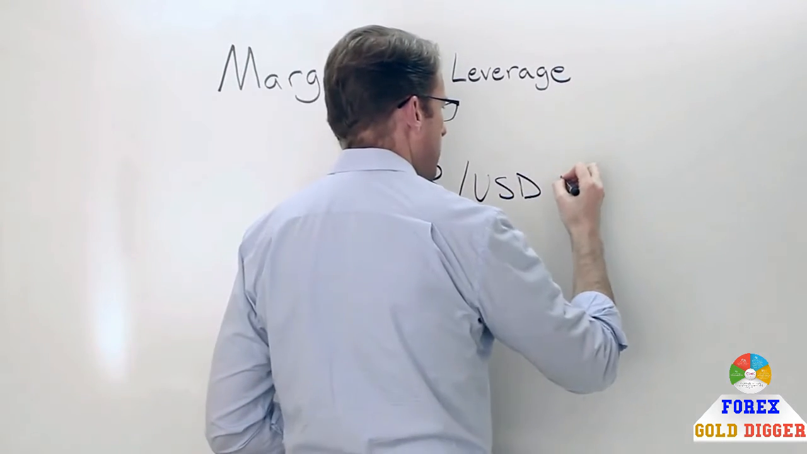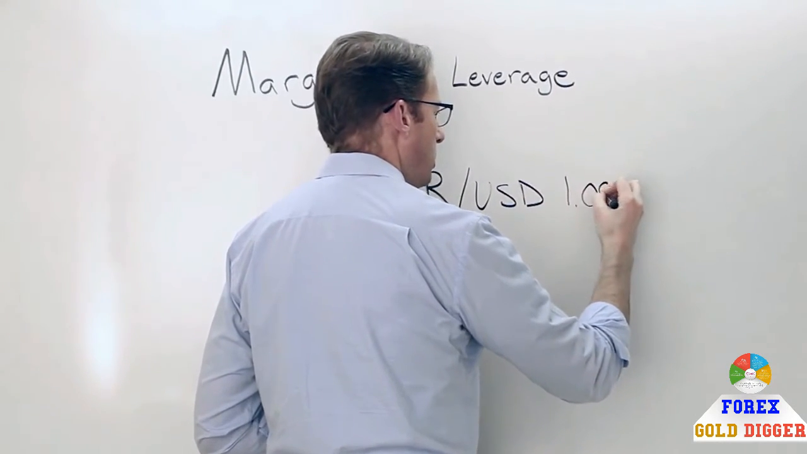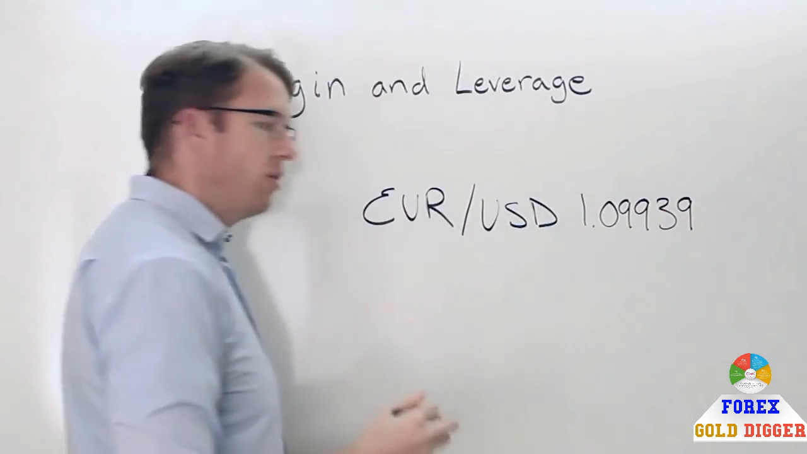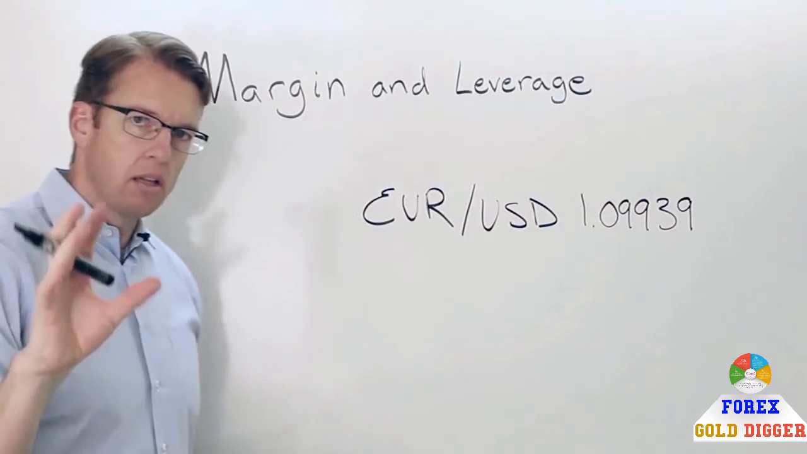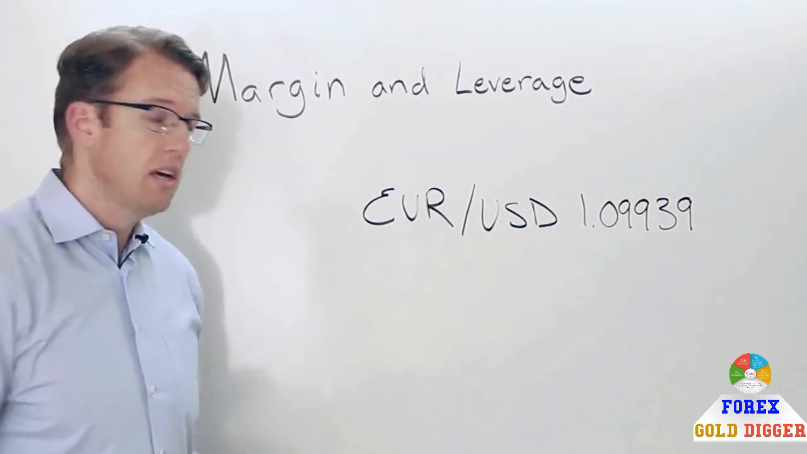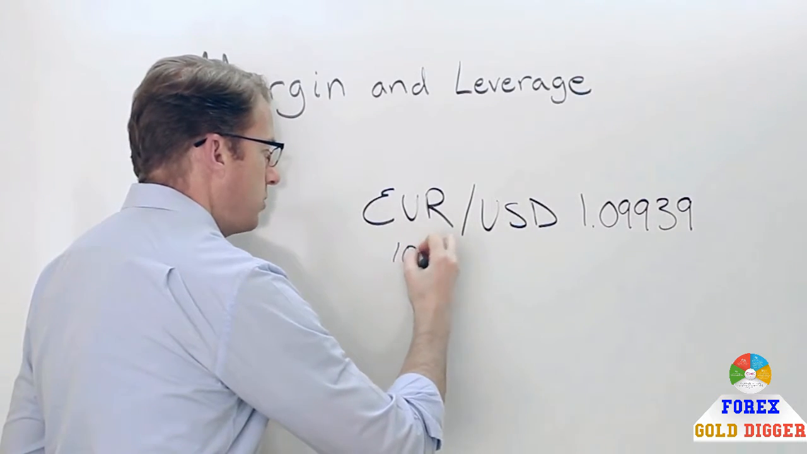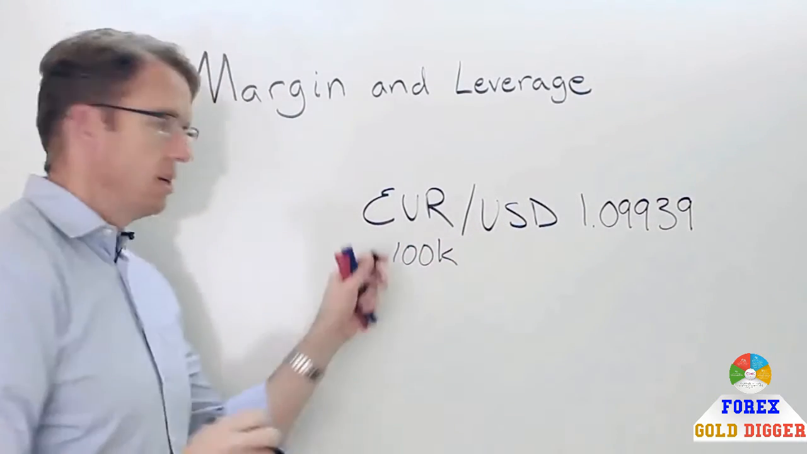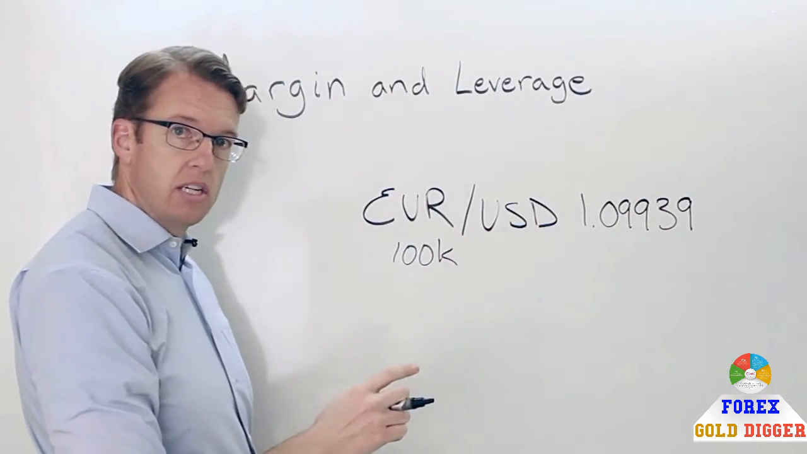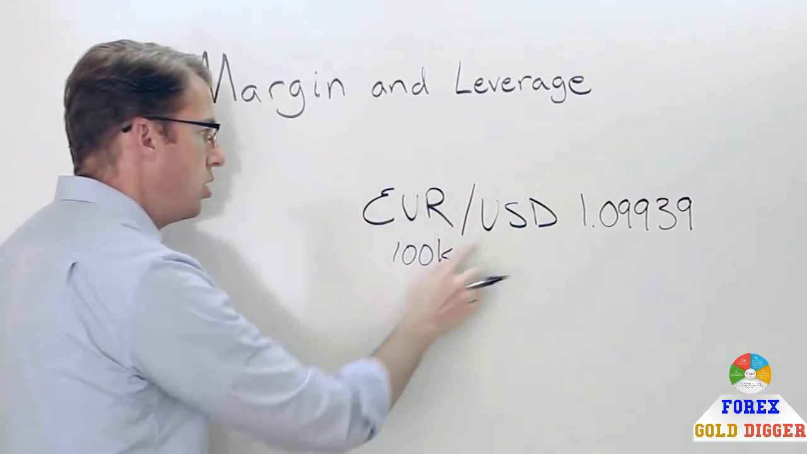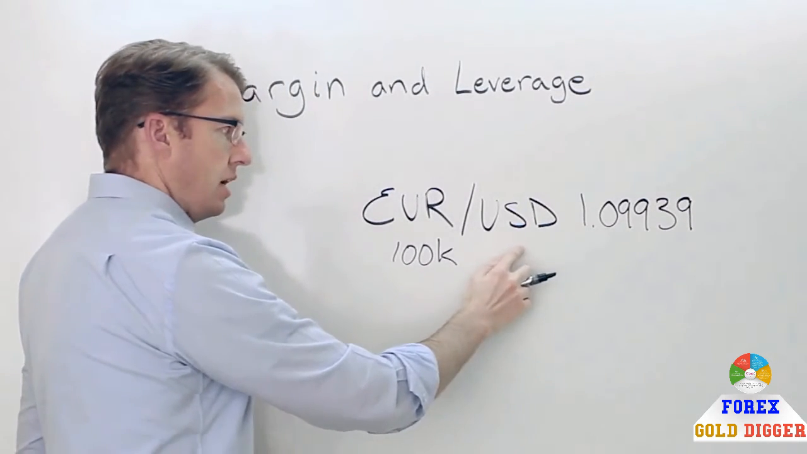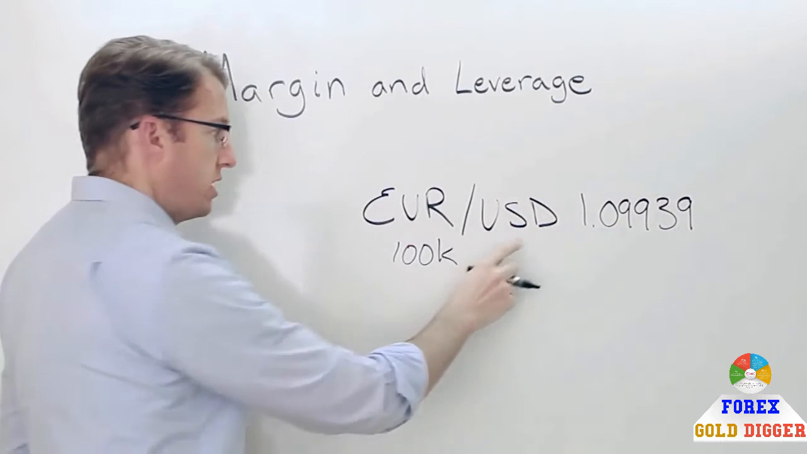Let's say that the current exchange rate was 1.09939. All right, now we know that a single lot position means, and because the euro is the base currency, that this represents 100,000 units of the euro. So what we need to know, however, if your account is denominated in US dollars, is what's the notional value of this one lot position if the account currency is the quote currency, which is the dollar?